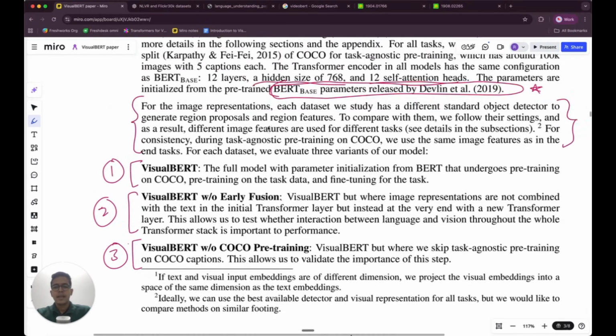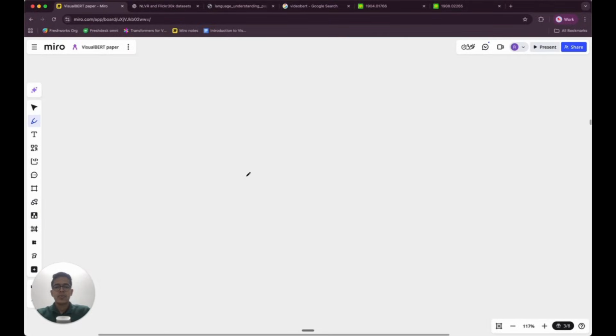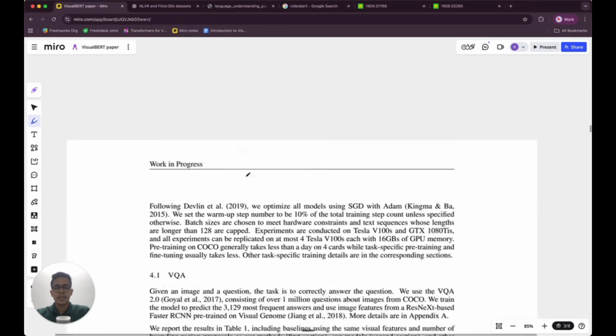Basically, here there were 4, right? One was pre-training on BERT, one was pre-training on COCO, then pre-training on task data and fine-tuning. In this third one, this pre-training on COCO is removed. So only 3 layers of sort of training is there. So these are the 3 variants of the model that they are discussing.